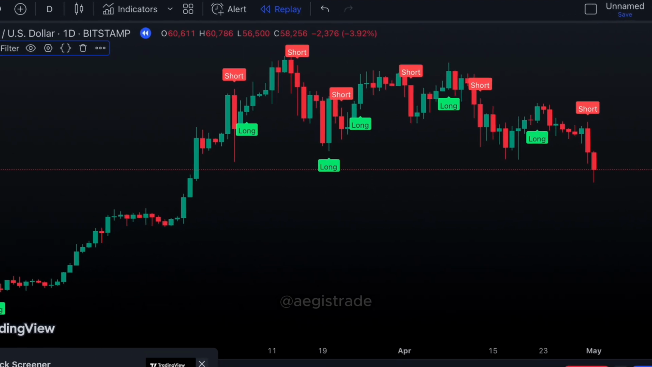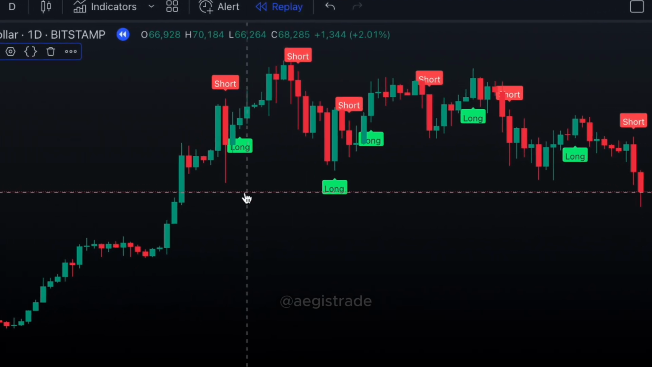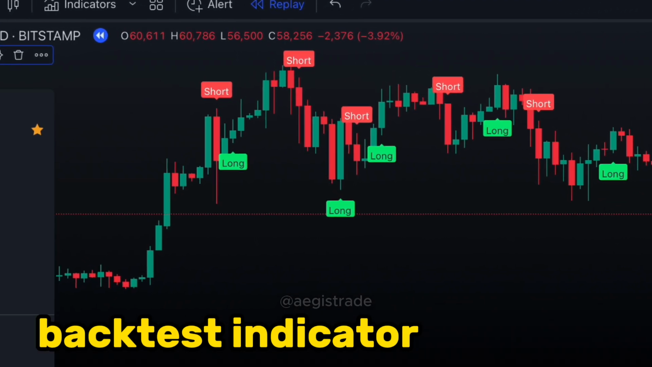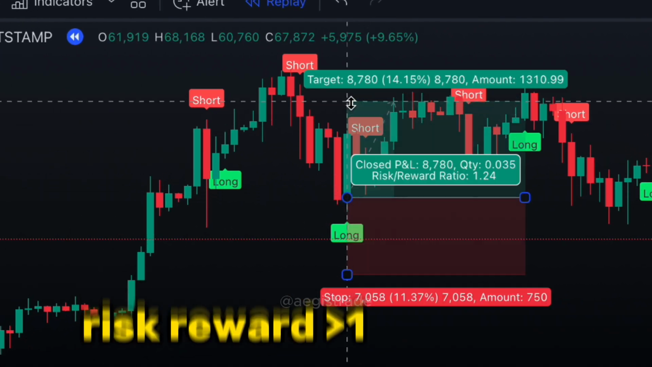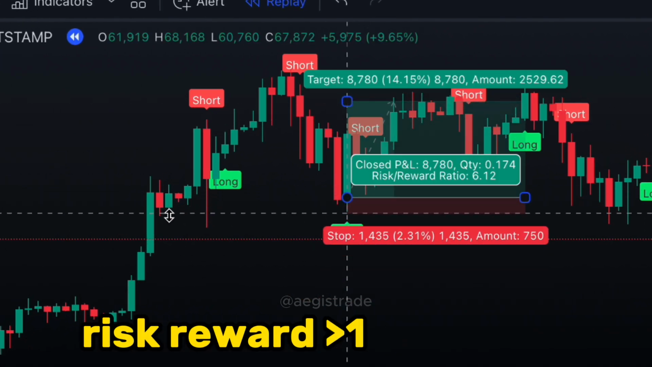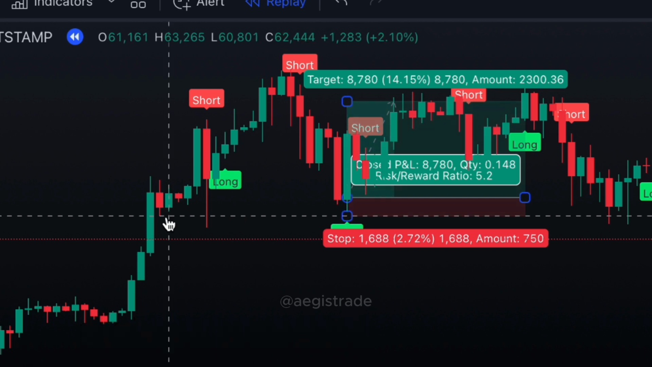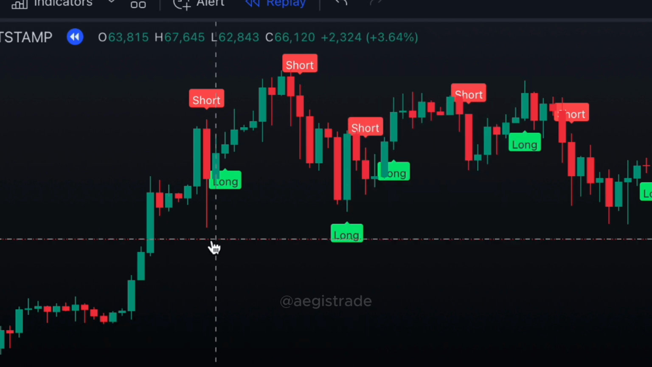After that, when it is done, you can backtest the indicator. Use a risk-reward ratio to plot for any strategy. Make sure that your risk-reward ratio is more than 1 so that you can have a rewarding trade. Let's try it out on our chart.